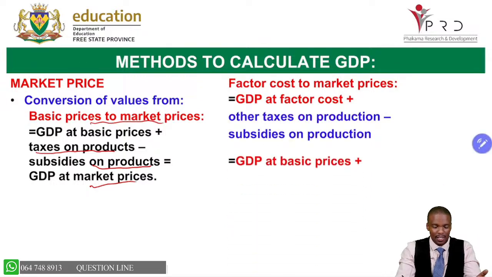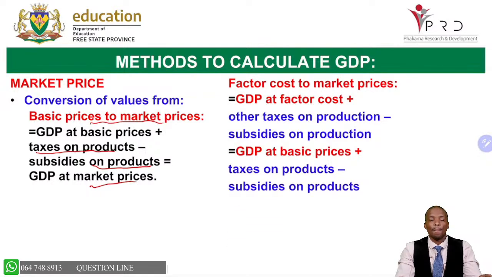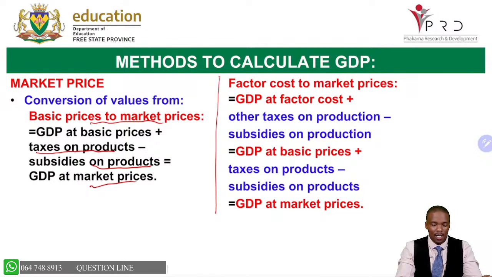Okay, I've mentioned that to say in full now, you take your GDP at factor cost plus other taxes minus subsidies. It gives you GDP at basic prices. You add taxes on products, you minus subsidies on products, then it will give you what you call GDP at market prices. So this is a complete formula there for grade 12s.